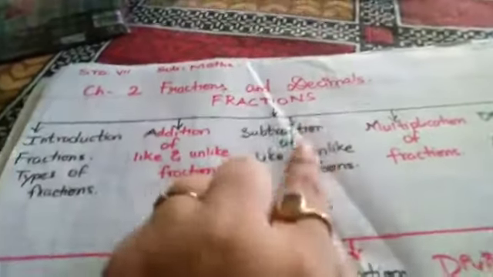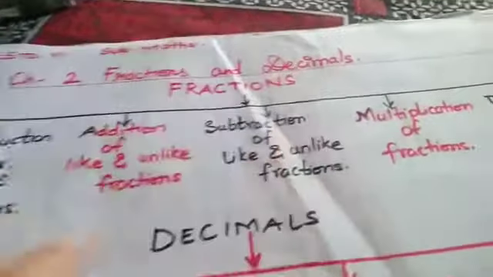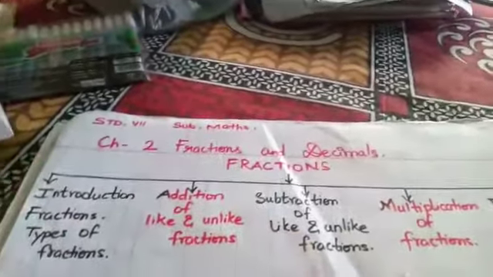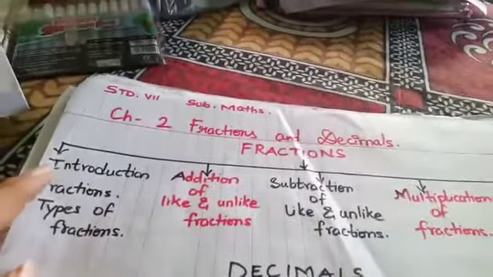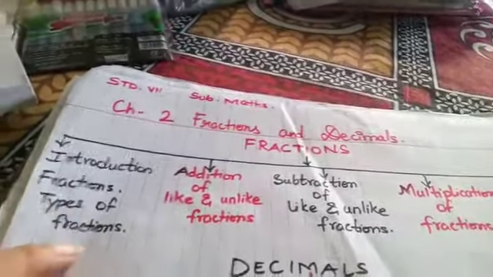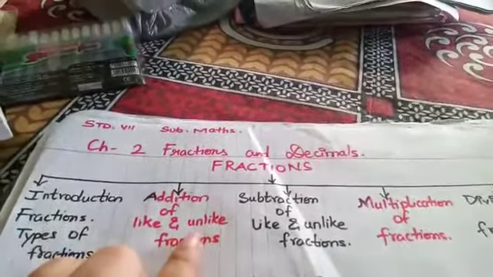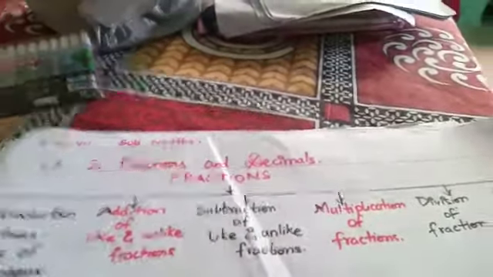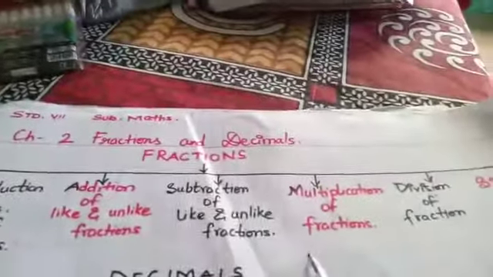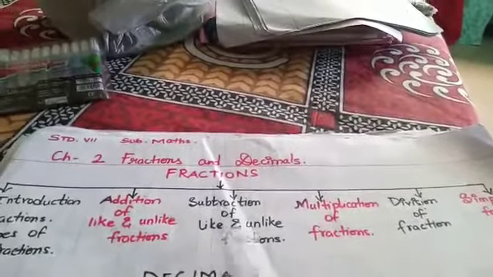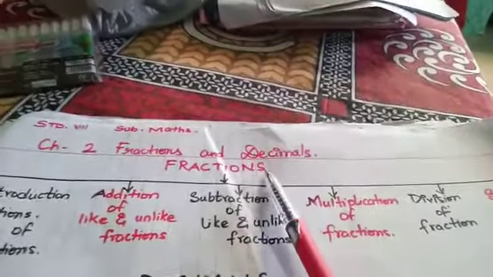So first we learn about fractions. So what are the points covered in fractions? Then we will see the decimals. In fractions I will give you an introduction. What are fractions? Types of fractions. Then addition of like and unlike fractions. Then subtraction of like and unlike fractions. Multiplication of fractions, division of fractions, and simplest form last. These are the topics we are going to learn under fractions.